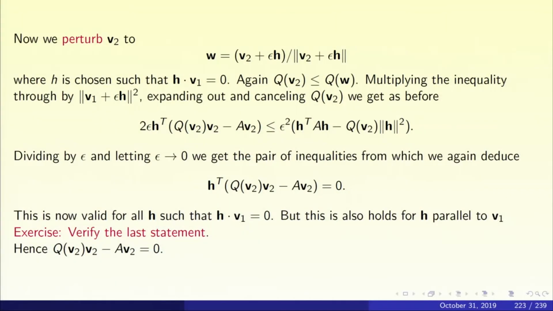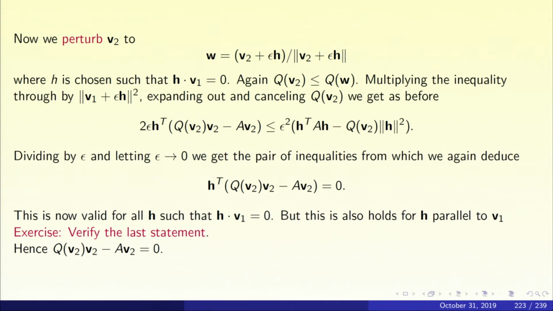and W is lying on S. So again we do the same thing, we multiply the inequality by norm V2 plus epsilon H the whole squared, just to clear the fractions, expand out as before. Q of V2 will cancel out, the epsilon squared terms have been collected together, the epsilon terms have been collected together, again symmetry of the matrix A will be used critically, and we get this inequality: 2 epsilon H transpose into (Q of V2 times V2 minus A V2) less than or equal to epsilon squared into (H transpose A H minus Q of V2 norm H squared).